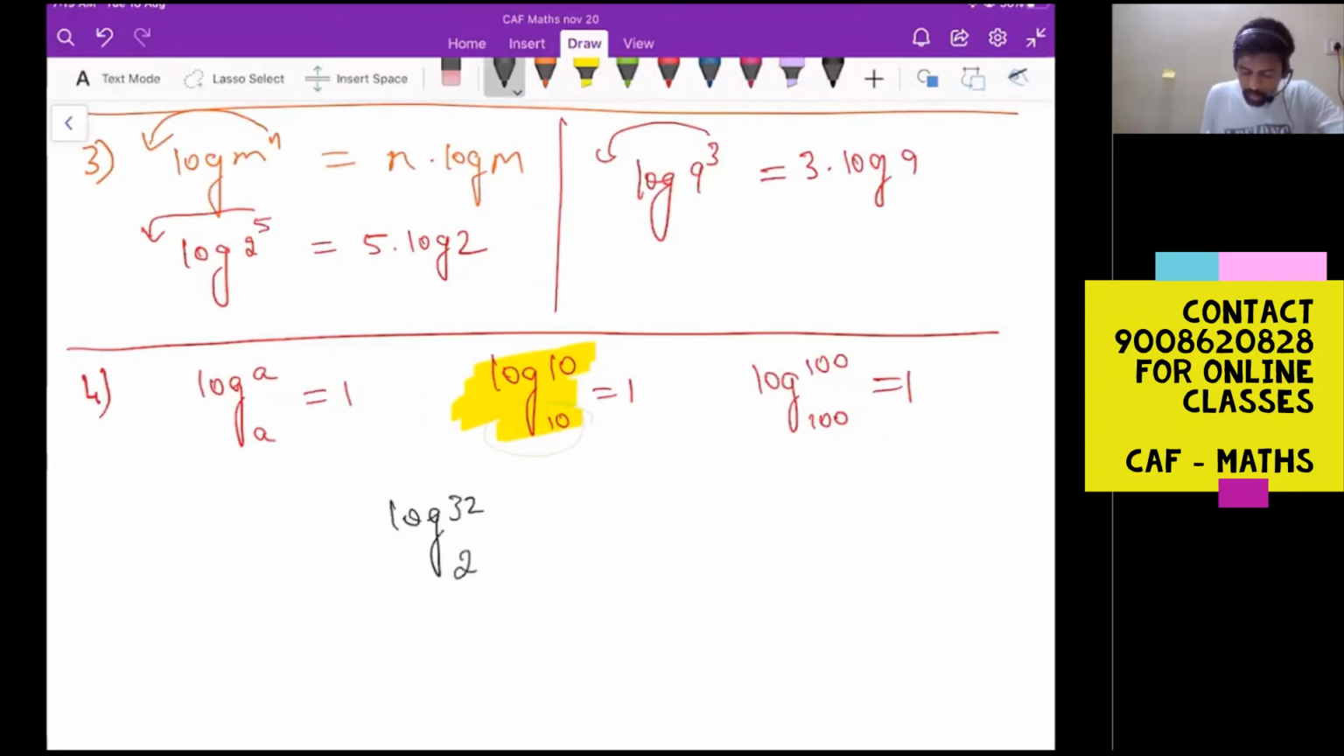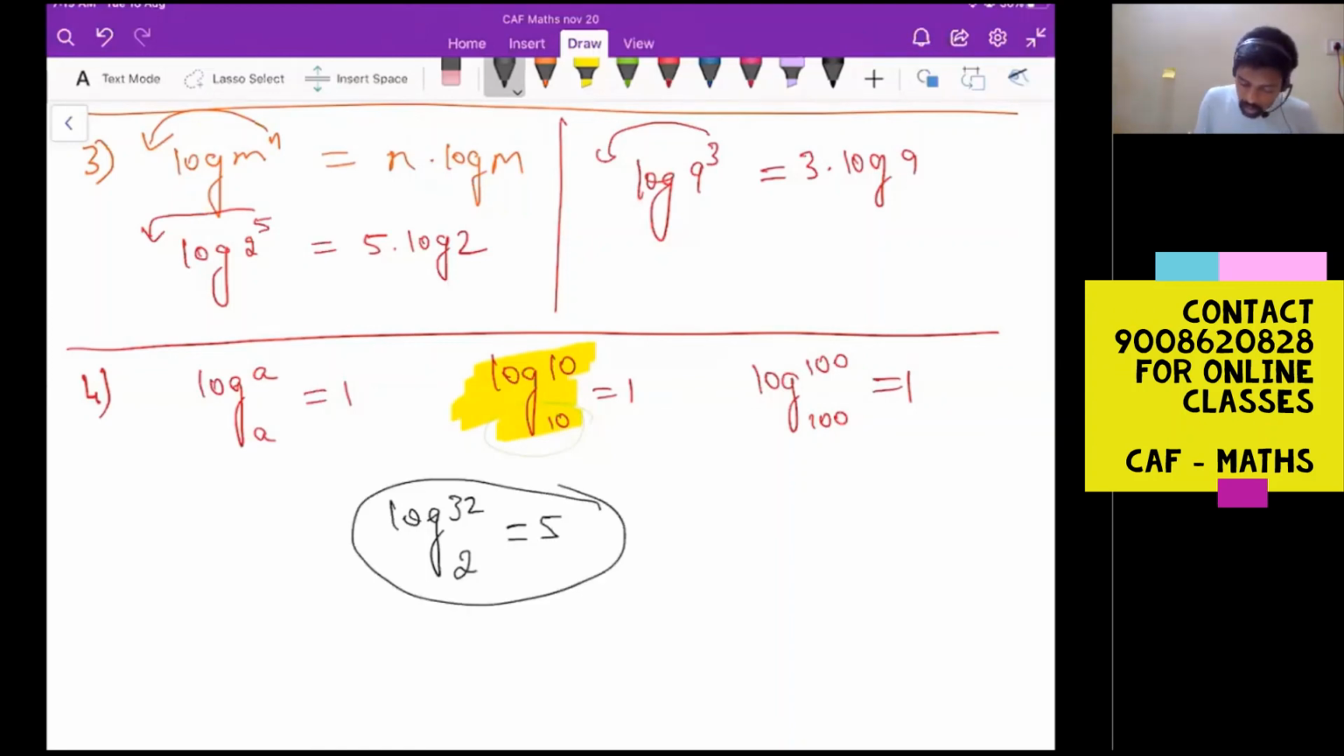Log 32 to the base 2. So how to find out this log 32 to the base 2? What is the meaning of log 32 to the base 2? What should be the exponent for 2 such that the number becomes 32? So the exponent should be 5, correct? 2 to the power 5 is 32. Therefore, log 32 to the base 2 is 5.